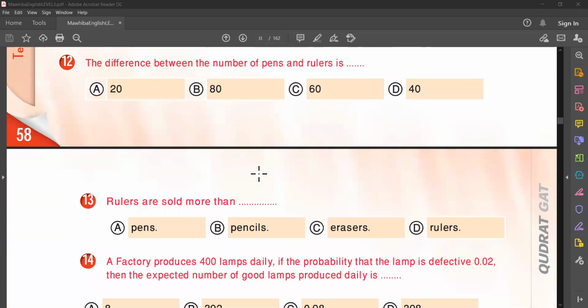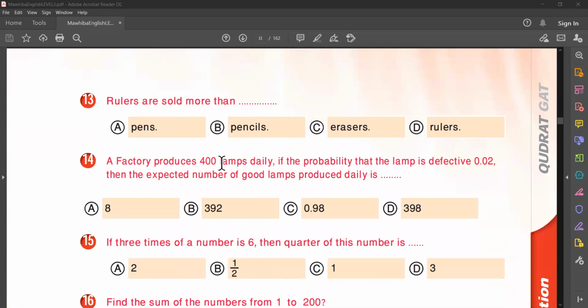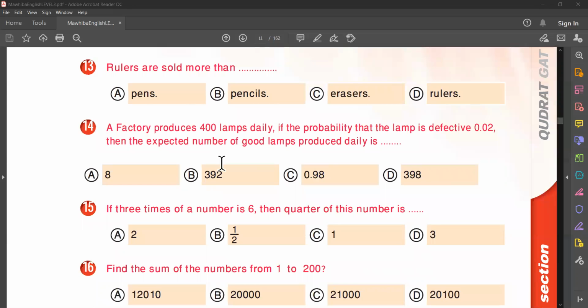Okay, rulers are sold more than, number 13. Rulers are sold more than what? Than eraser, right? Good. So number C, right. It is easy, I think, the question. Right, it is C. Okay, now, 14.